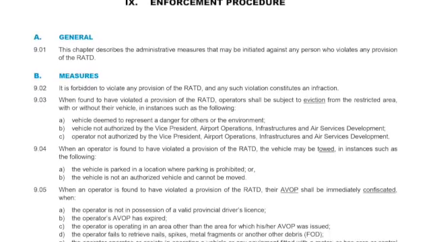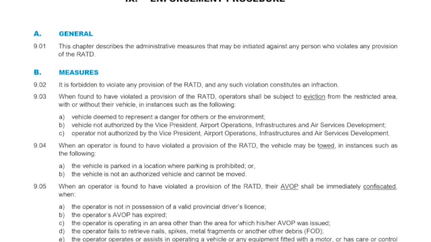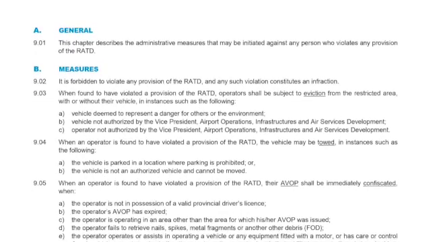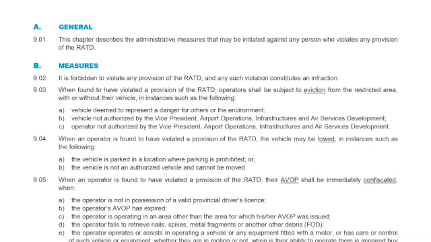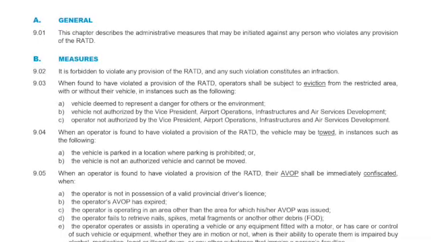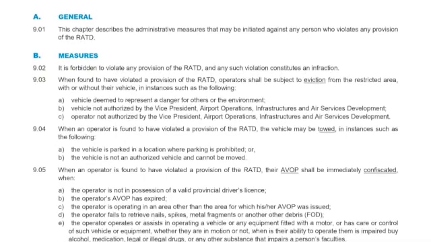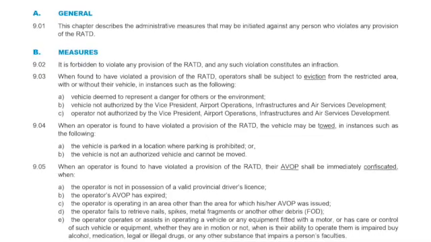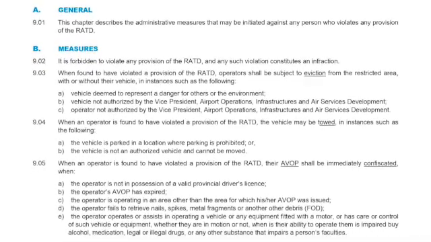04. When an operator is found to have violated a provision of the RATD, the vehicle may be towed, in instances such as the following: a. The vehicle is parked in a location where parking is prohibited. Or, b. The vehicle is not an authorized vehicle and cannot be moved.